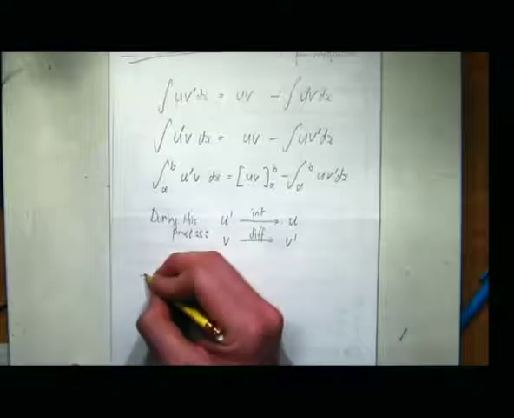So therefore, whichever one has the dash, you need to know how to integrate it already. So if you don't know how to integrate it yet, then you can't choose it to be the one with the dash. Okay, so let me do an example.